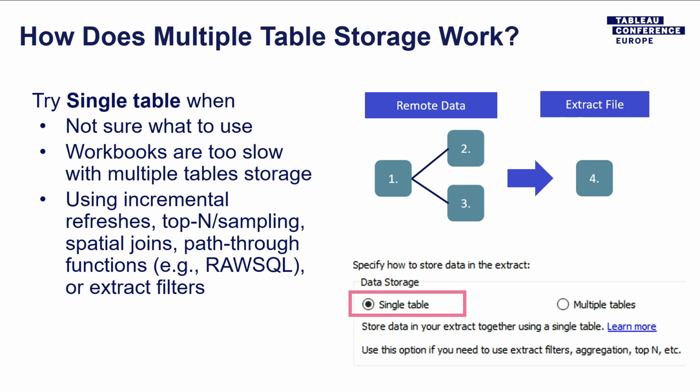The other thing is that you cannot have certain capabilities for your extracts if you have multiple table extracts. For instance, you must use single table extracts if you're using incremental refreshes, if you use sampling or a top-N filter, or if you're doing joins other than equality joins. So if you're joining spatial data, an intersect join, this is not supported for multiple table storage. Or if you have pass-through functions such as raw SQL. In that case, you have to stick to single table extracts. So this is the one knob that I want to tell you about.